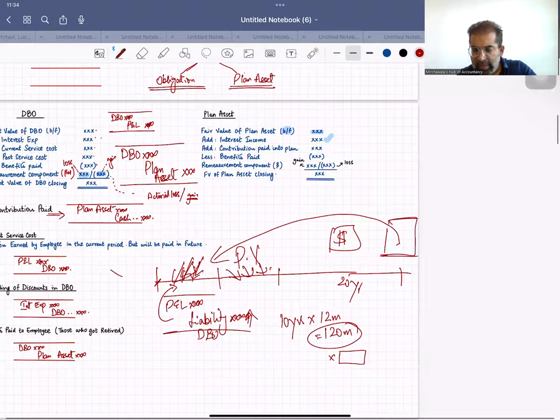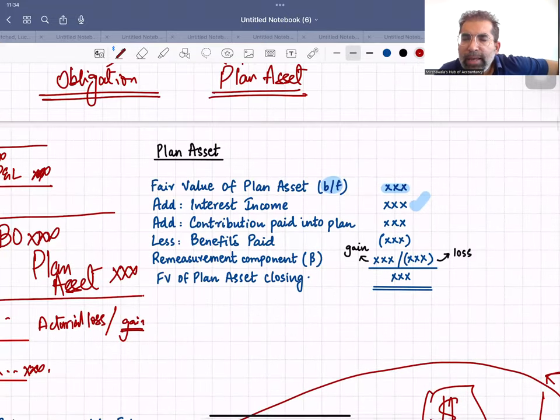So the entry for interest income is plan asset debit and interest income credit. Now, every year employees are earning pension and new employees are joining. So every year you have to prepare.